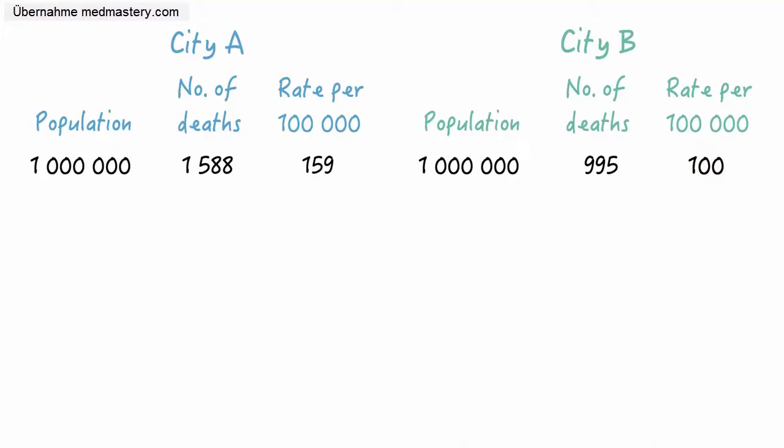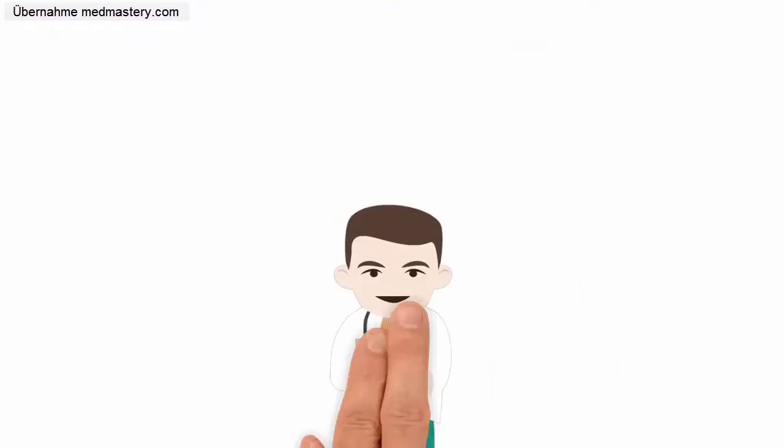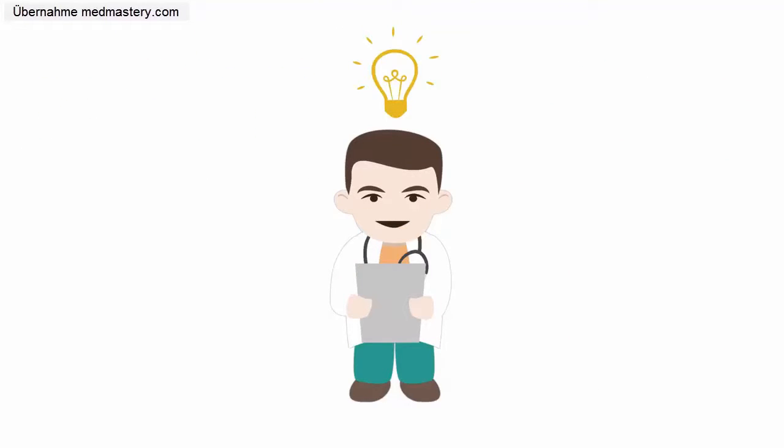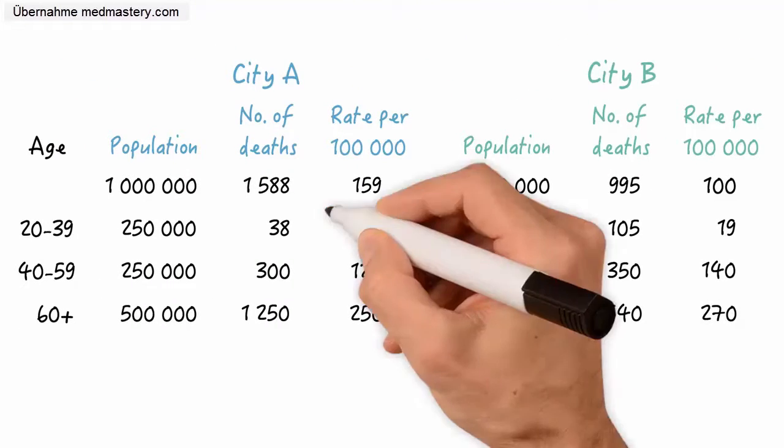So it looks like the mortality rate in City A is much higher than in City B. In other words, the risk of death seems to be much higher in City A. But we said that this calculation does not factor in the age distribution of both cities. So let's look at the age-specific death rates in both of them.